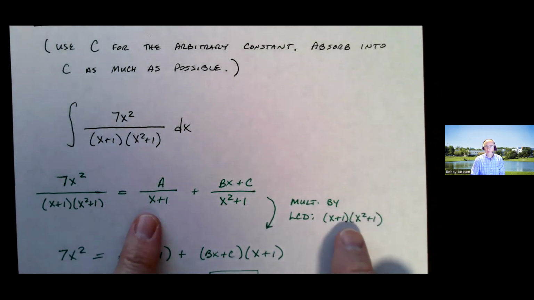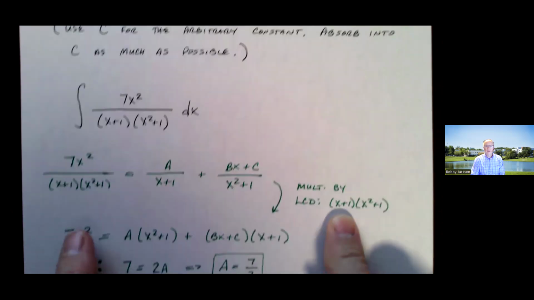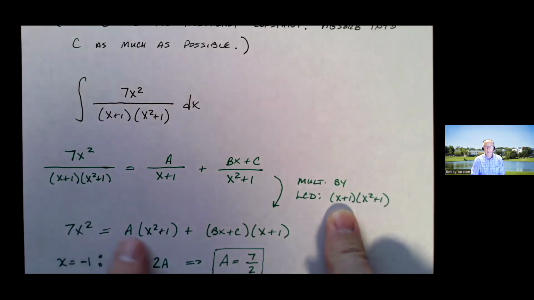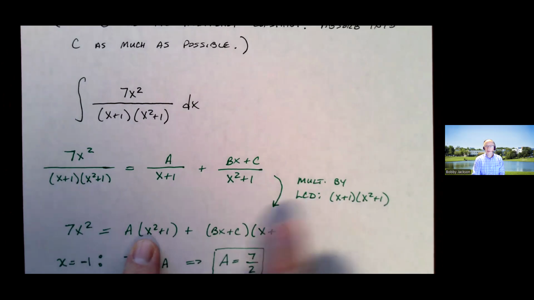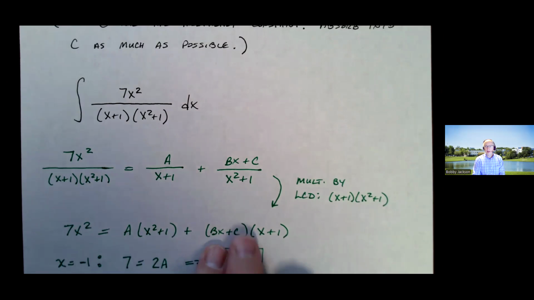So we're going to do what? Multiply by the least common denominator, which is just this quantity down here. When I do so, of course, I just get 7x squared. Here, the x plus 1's cancel, and I have A times the quantity x squared plus 1. And then here, the x squared plus 1 cancels, and I have Bx plus C times the x plus 1.